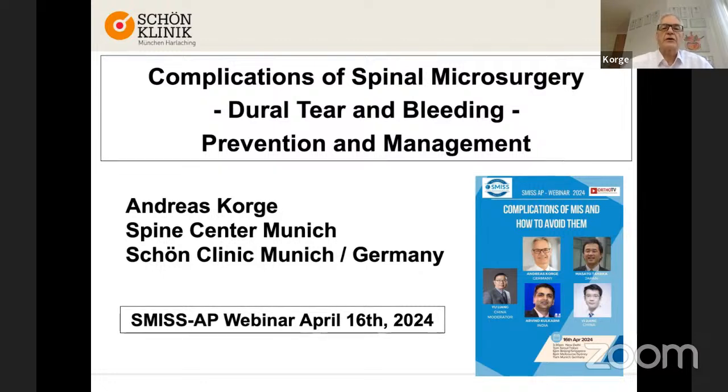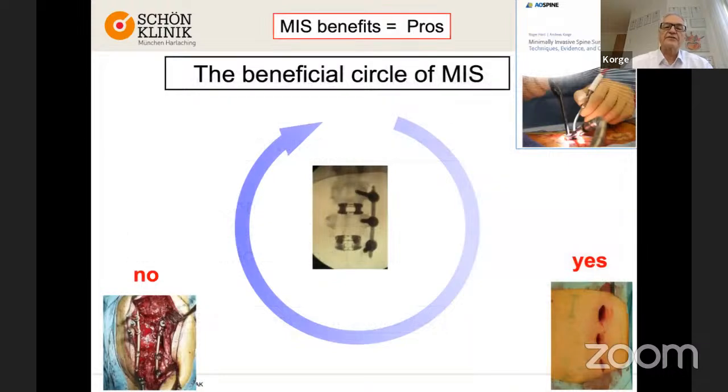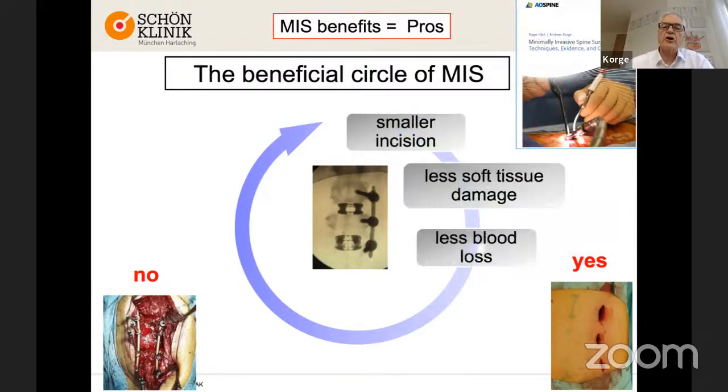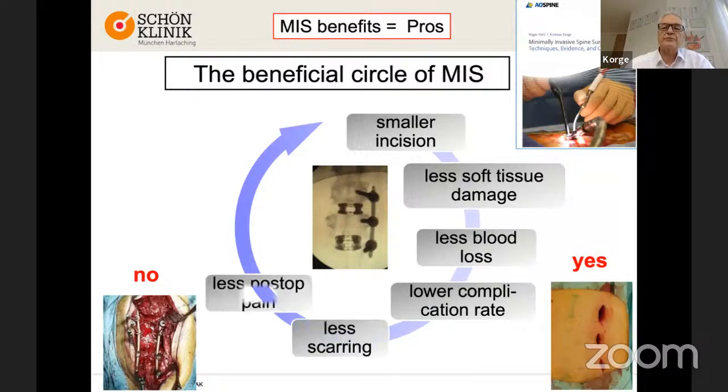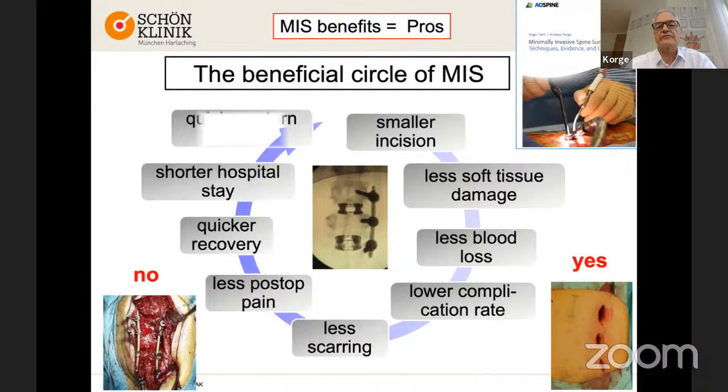My part now will be talking about complications of spinal microsurgery with a special focus on dural tear and bleeding complications. What Professor Liang was already talking about was the beneficial circle of MIS, which I named in this book he mentioned. We have intraoperative benefits in MIS surgery, we have immediate post-op benefits, and we have long-term benefits.